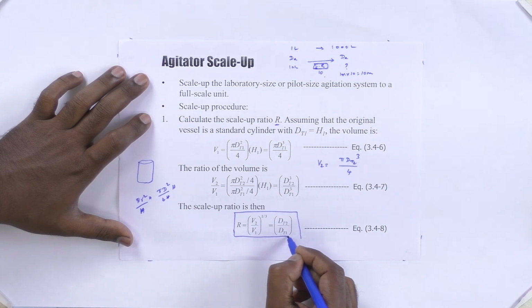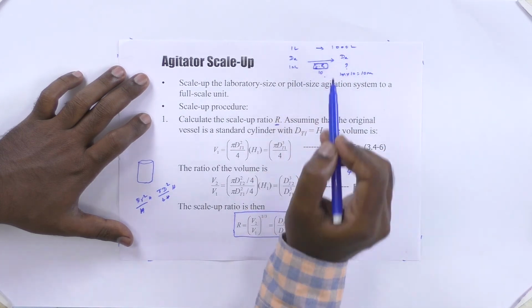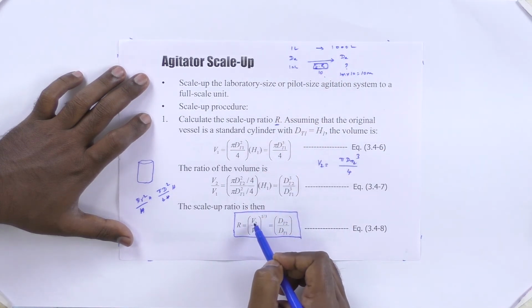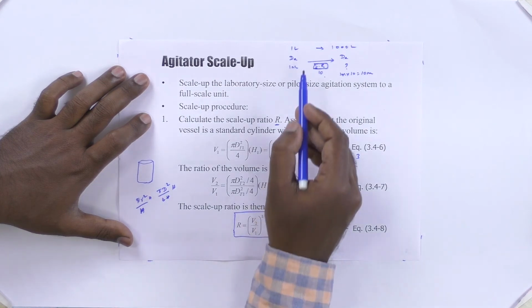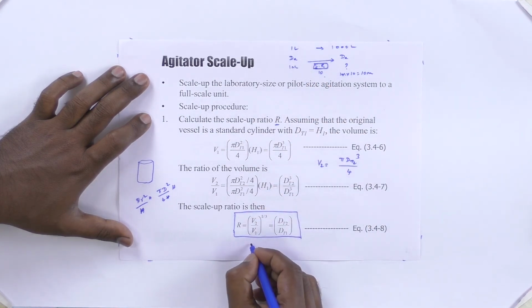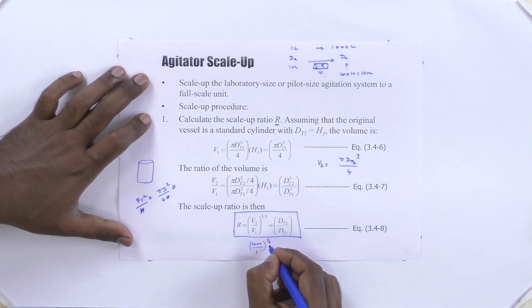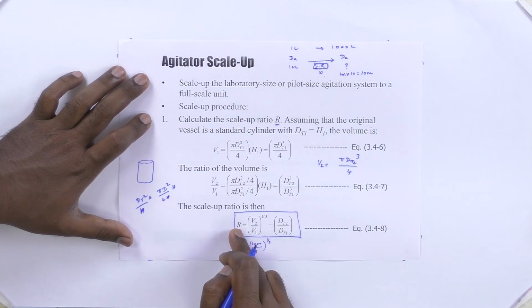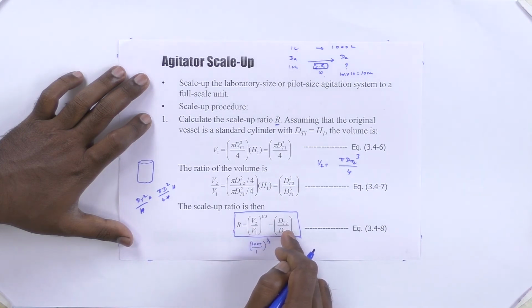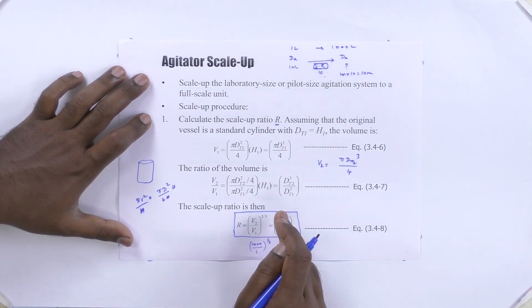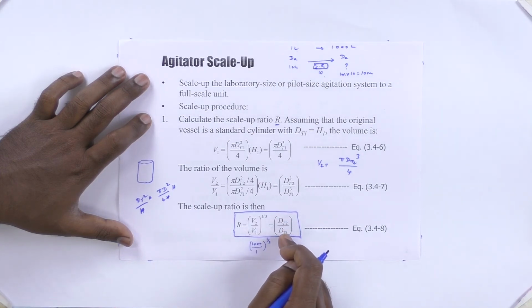If the volumes of the two reactors, 1 liter and 1000 liter, are given, then what you need to do is, for example, take the volume of the second one as 1000 liter and the volume of the first one as 1 liter, and you need to put 1 by 3. So this is going to be your R value. Similarly, if the diameter of the tank is given, then you need to take the second, new vessel's diameter of the tank divided by the previous one's diameter of the tank. So if you take the ratio, that will be the scale up ratio.